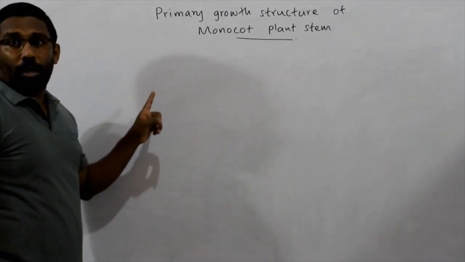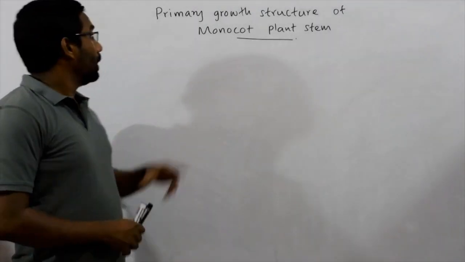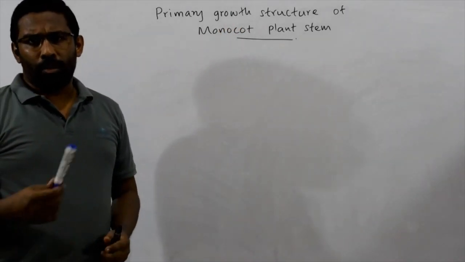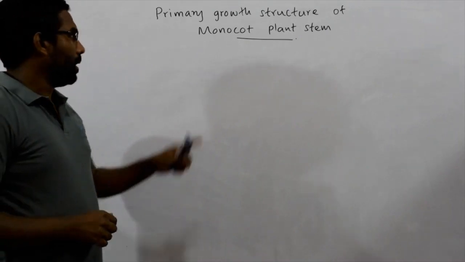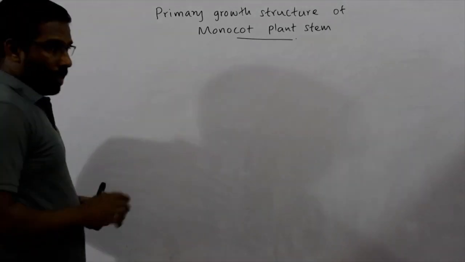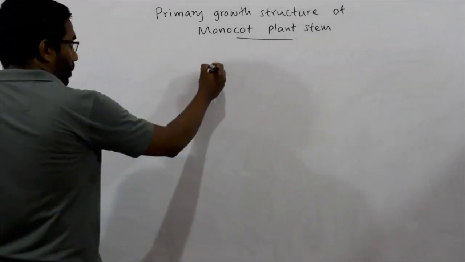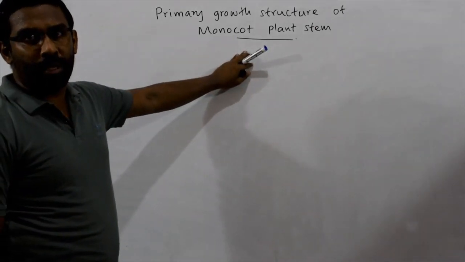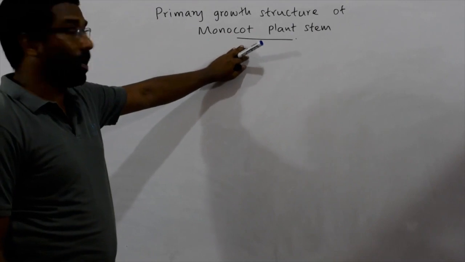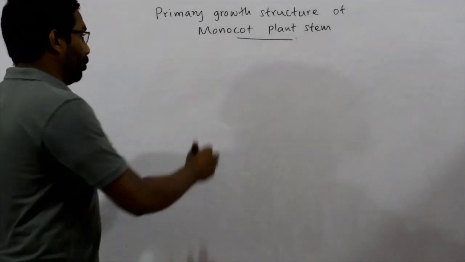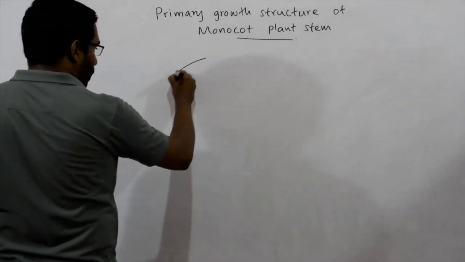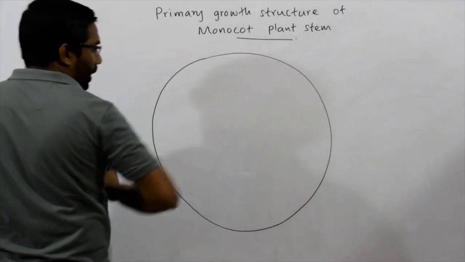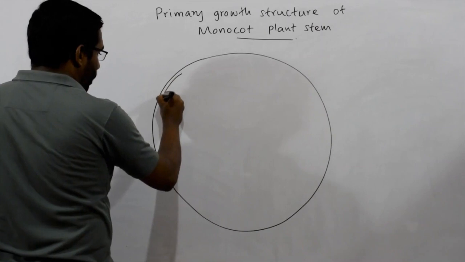Okay, now we will discuss the primary growth structure of the monocot plant stem. Now you know the primary growth structure of the dicot plant stem. Then we'll move to the monocot plant stem. Here again we are considering a transverse section taken through the permanent tissues. Remember, here we are discussing a transverse section taken through permanent tissues. So it's like this.